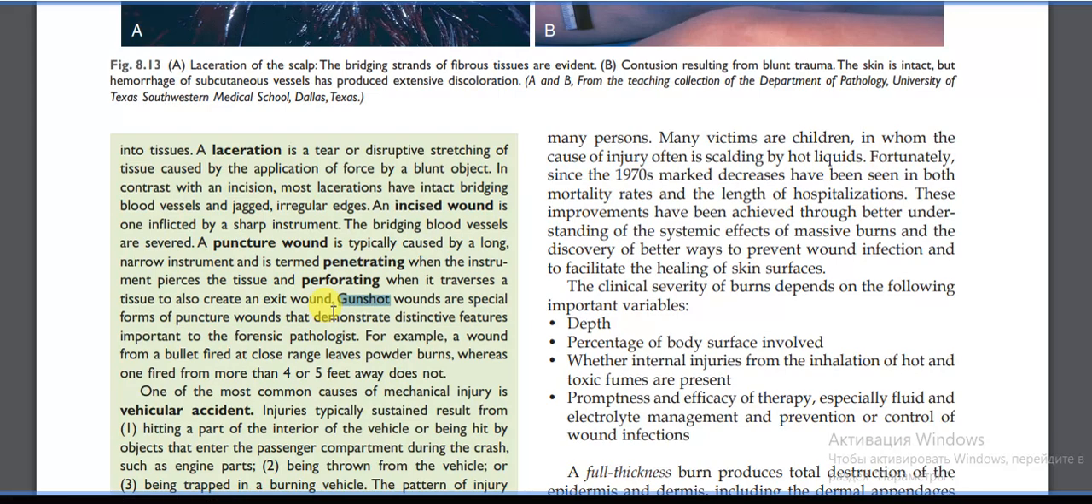And in a gunshot, we also have to incise. So we have to convert this gunshot injury into an incised wound. So we have to incise this part of the bullet wound, and then conjoin the edges together. So this way.